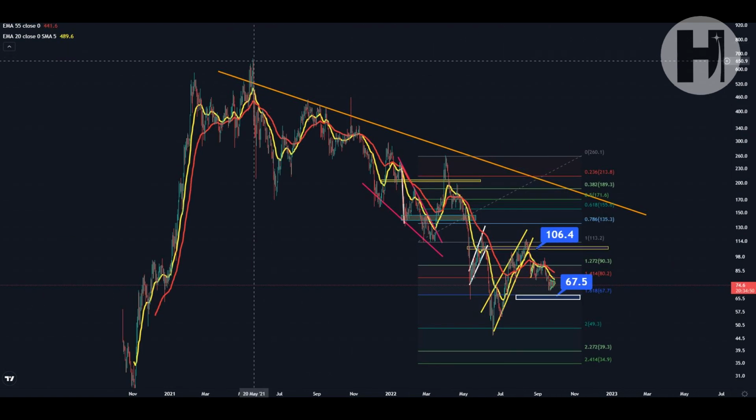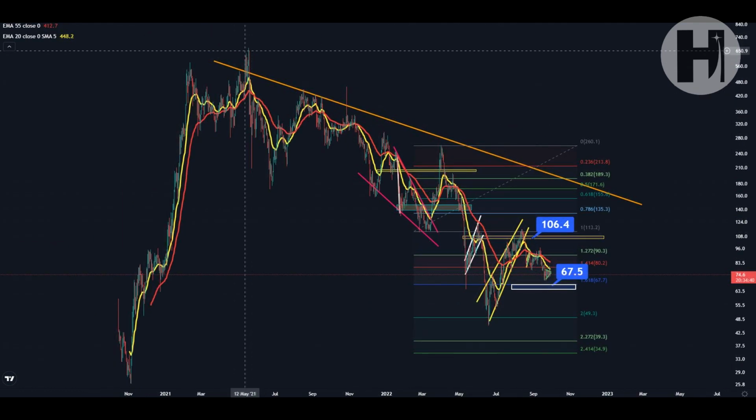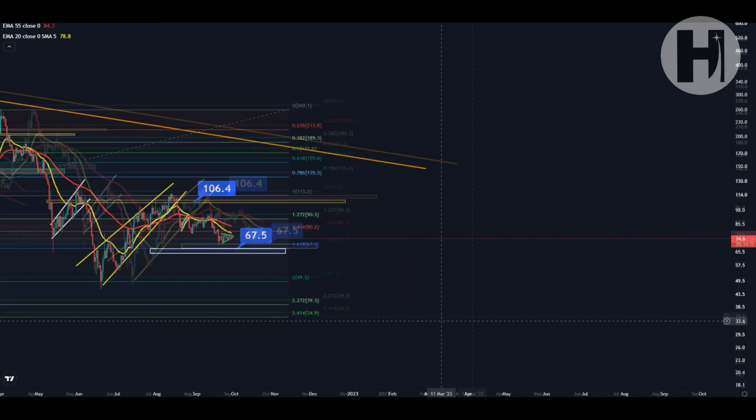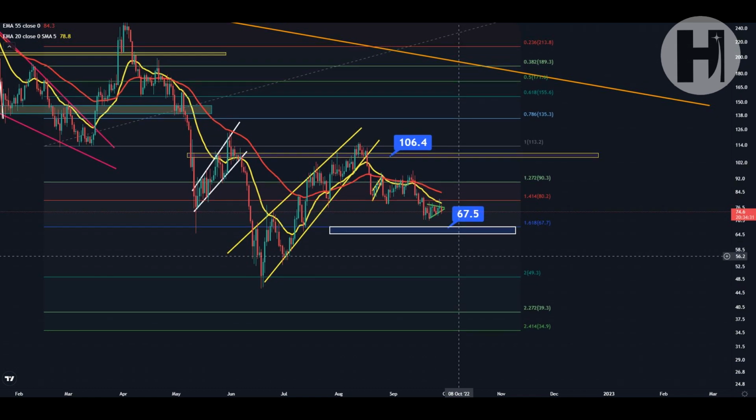So zooming out, you can see that we are in a really nasty downtrend here ever since our peak in May. And we haven't even created a higher high in December and November like some altcoins did. We were basically in a downtrend ever since last May. So we were in a downtrend for more than a year and a half here, or actually a bit less than that.